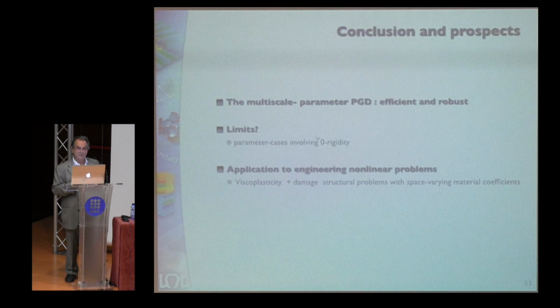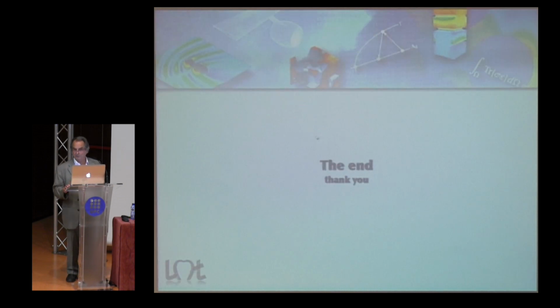So now I arrive at the end of my talk. First, I would like to say that this multiscale parameter PGD seems to be efficient and robust. We are studying at the present time the limit, considering parameter cases involving zero rigidity. The second point that we are doing is now to apply what I have shown to engineering nonlinear problems with space-varying material coefficients. So that is the end, and thank you very much for your attention.